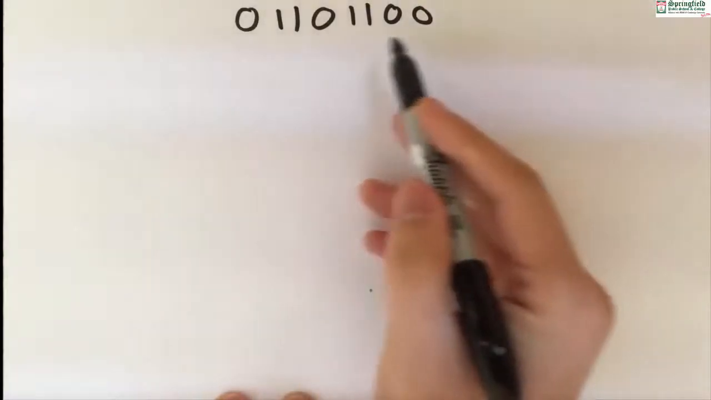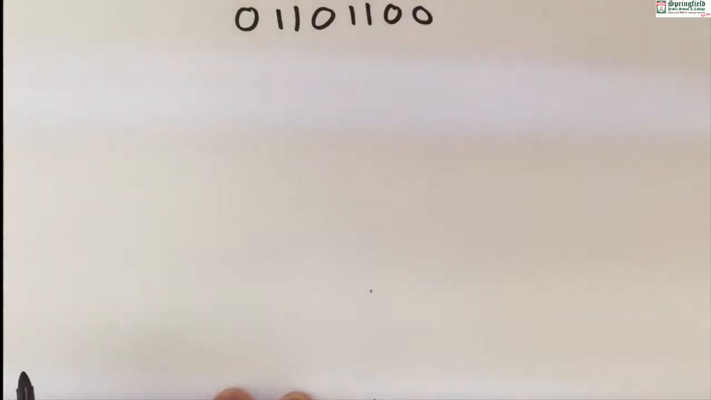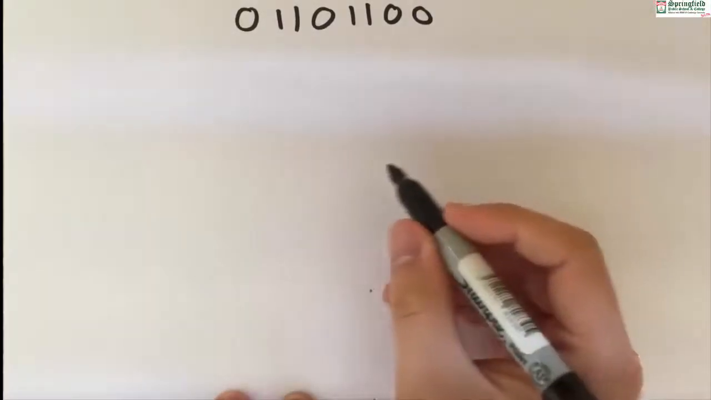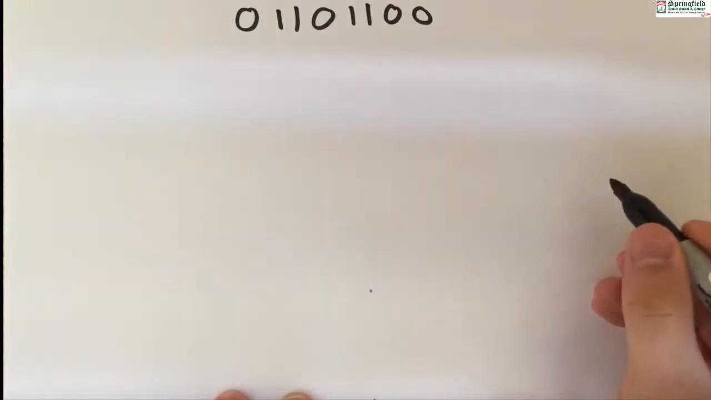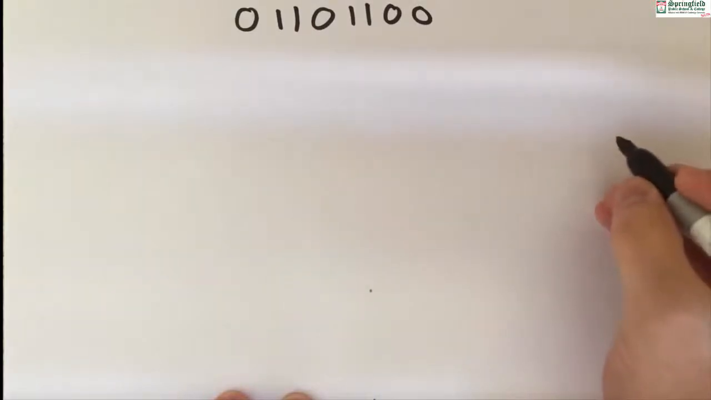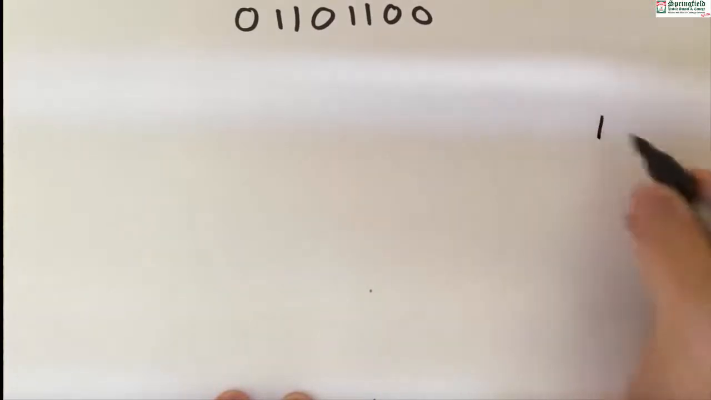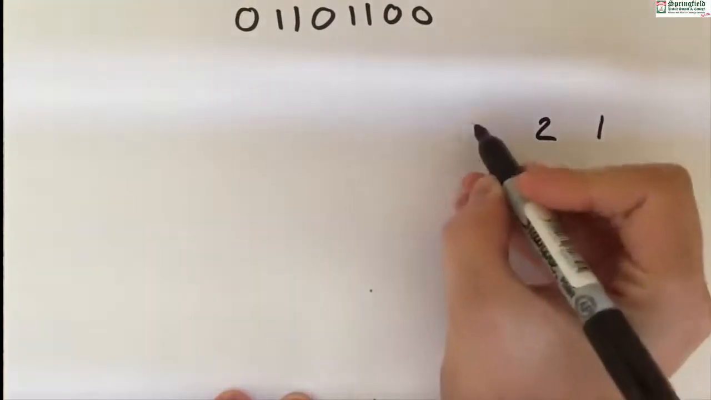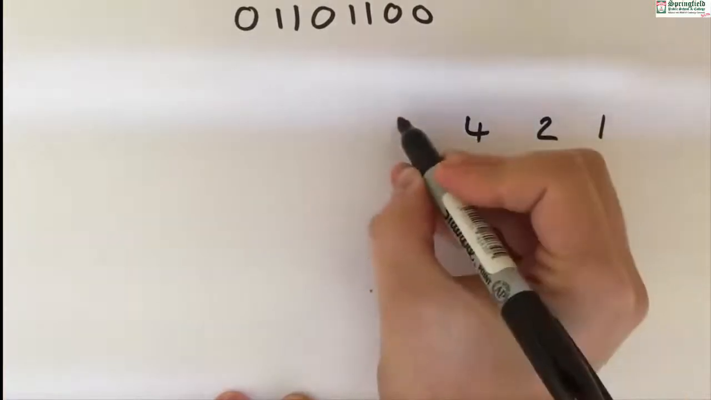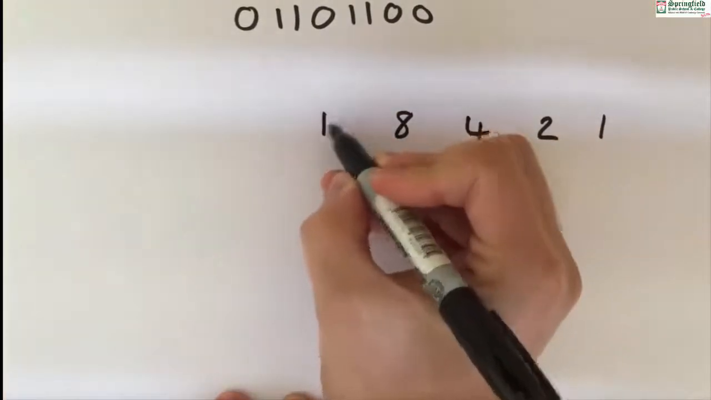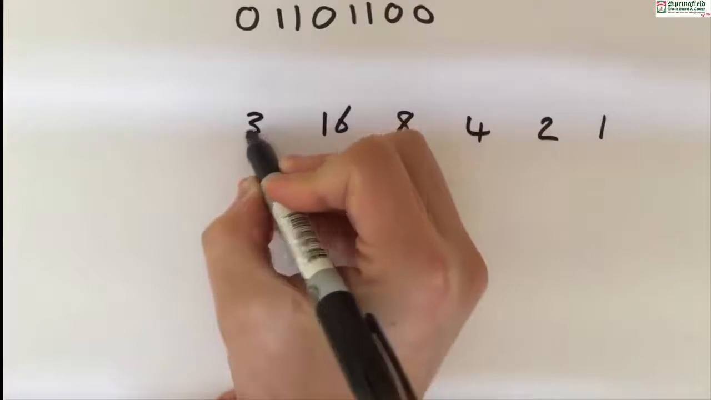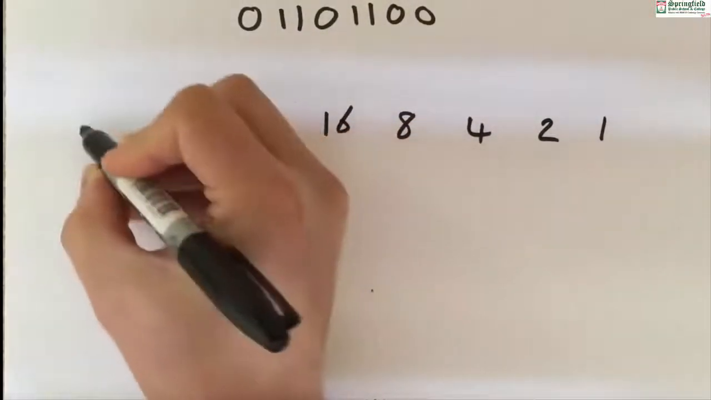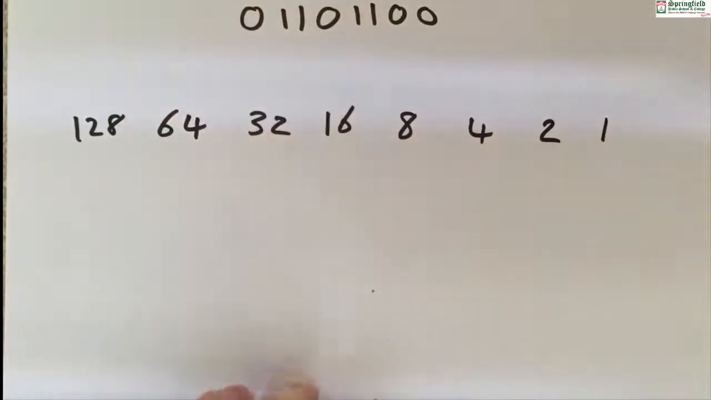Now to convert this 8-bit binary number into denary, we're going to first of all need to draw a little table to help us out. Now the table is easy to remember because it always starts at 1, and the only step you need to remember is to double as we go up. So double 1 is 2, double 2 is 4, double 4 is 8, double 8 is 16, double 16 is 32, and double 32 is 64, and double 64 is 128.